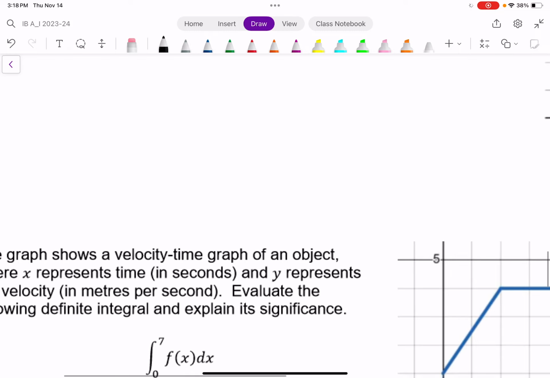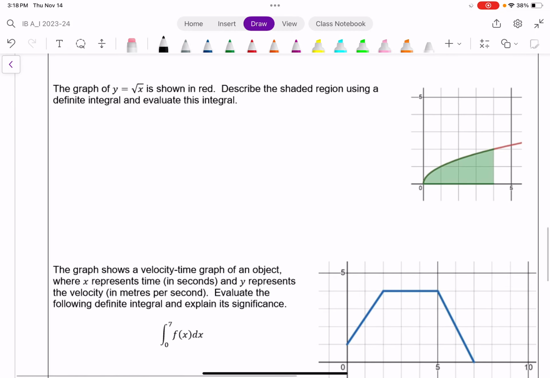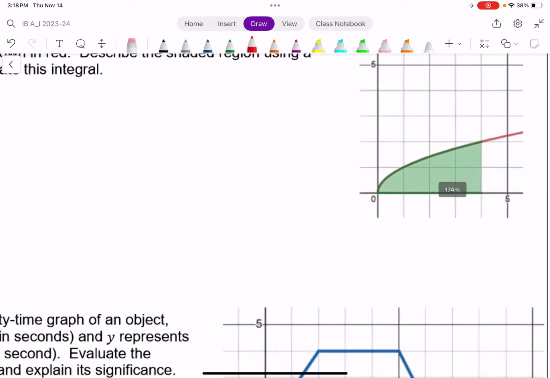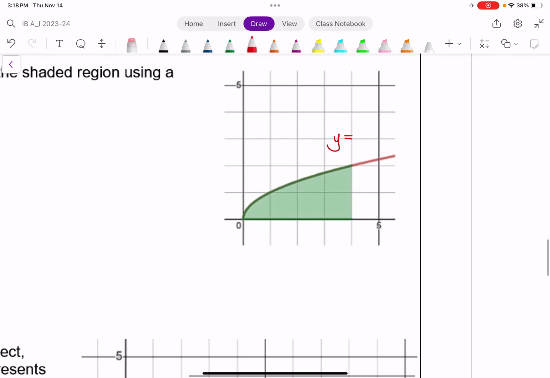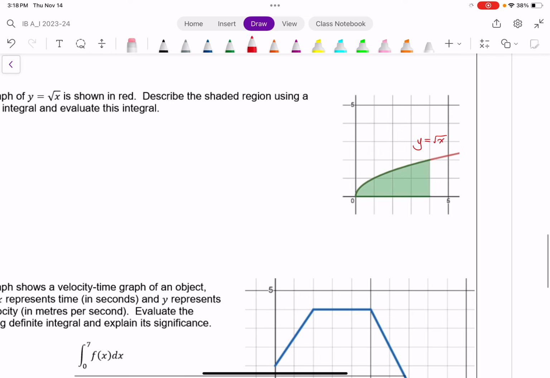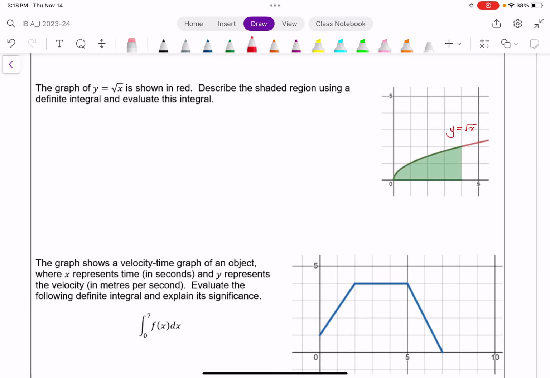All right, next time I give you the graph. Okay, and this is the graph. In red, we see root x. So let me just label that. This is the graph of y equals root x. And I have this shaded region. I want to define the shaded region with an integral and then evaluate it.